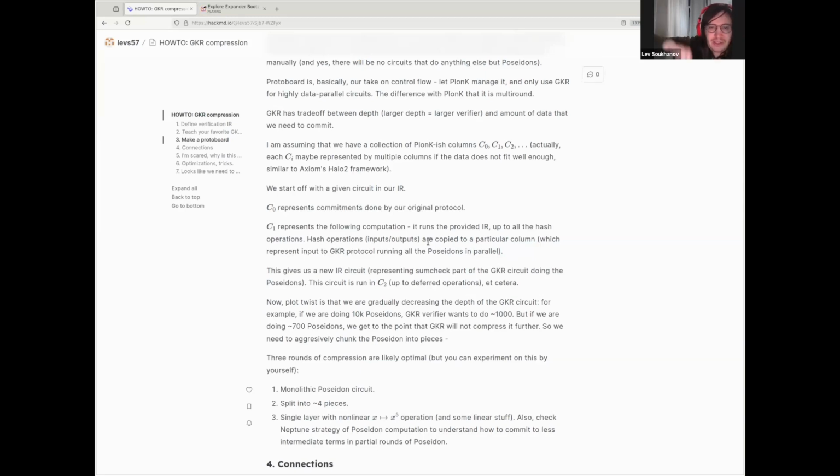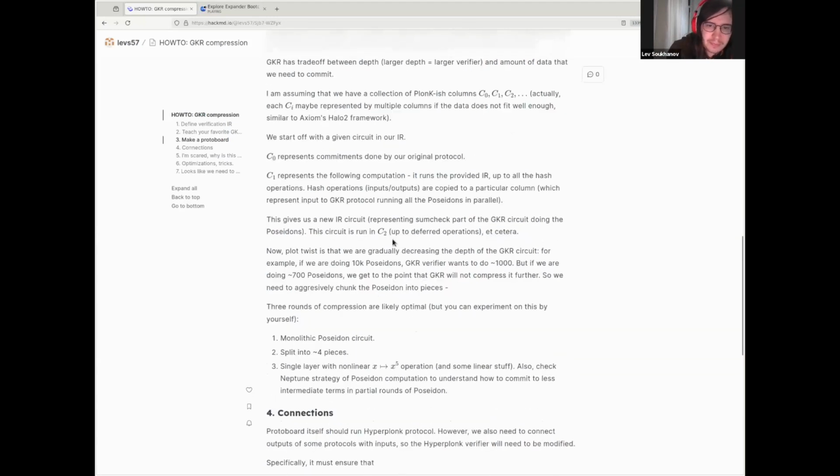and then we run a GKR protocol on these hash operations to verify that all hashes were done correctly, and this is verified by C2. So basically, each CI hosts the verifier of the GKR protocol of the previous collection of columns. So the idea is that we will be gradually decreasing the depth of the GKR circuit.